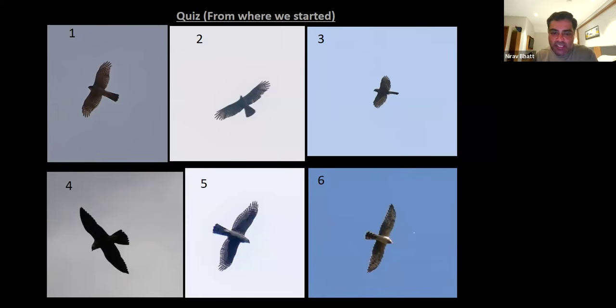So first let us discuss 1, 3, 5 only. 1, 3, 5 were earlier told to be accipiters, which is correct. So now what is 1 and why?